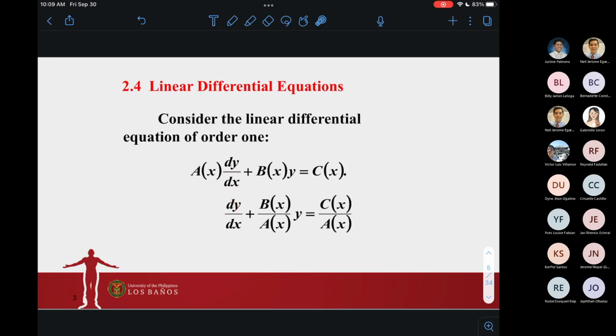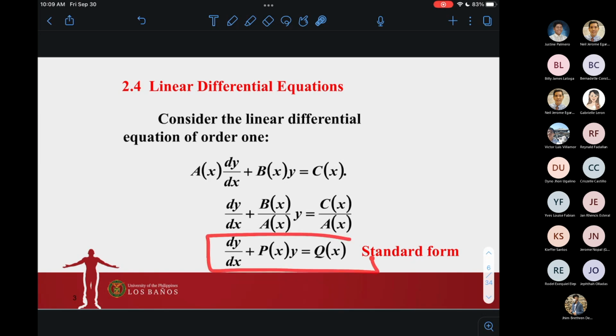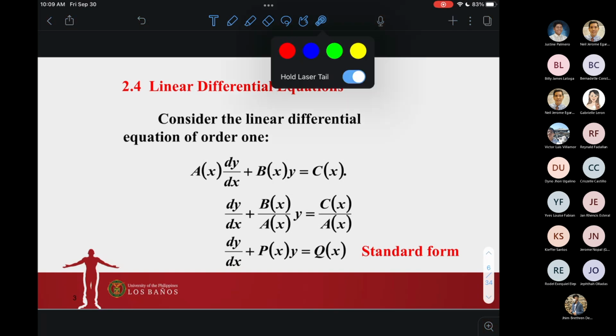And then just for the sake of clarity of presentation, I will rename b over a to p, and I will rename c over a to q. So change of variables lamang. So kapag meron kang linear ODE of first order, kaya natin siyang isulat in this manner, the standard form. Again, in the standard form, we want dy over dx to be left alone as a term, plus a function of x times y equals a function purely of x.